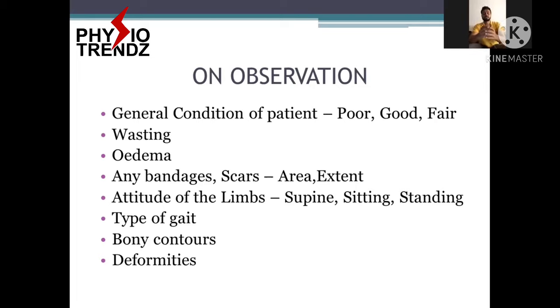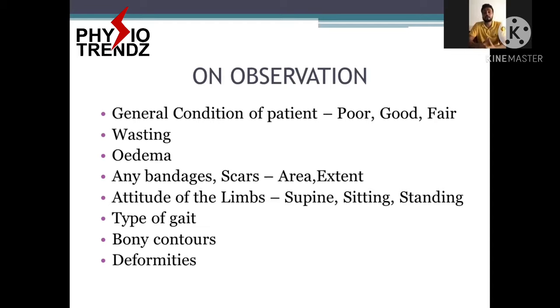This observation can make us understand the patient's current condition and its relevance to the patient's body or general appearance. Next, if there is any muscle wasting present in the patient's body, we have to observe that. Next is edema. Swelling can be present because of inflammation as well as in chronic conditions, so we just have to identify whether any swelling is present in the patient's affected area or not, whether any bandages or scars are present. If present, then which area they are present in, and what the extent of the scar is, we also have to notice in the observation.